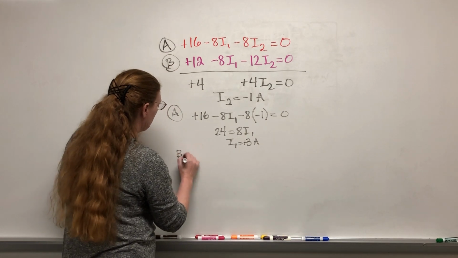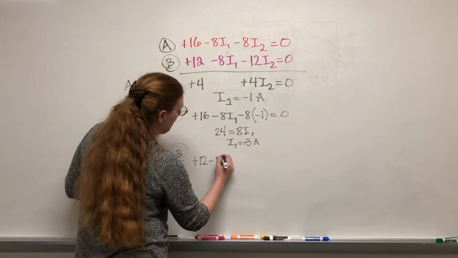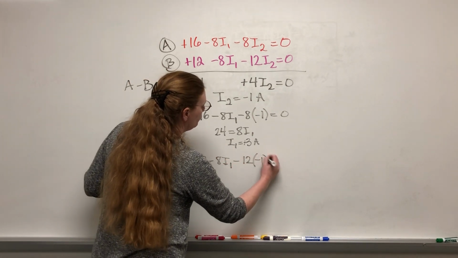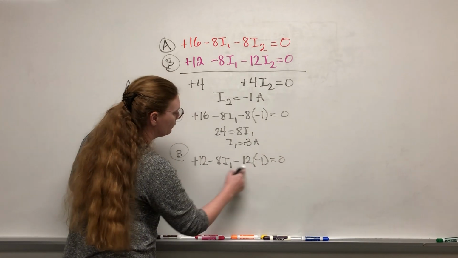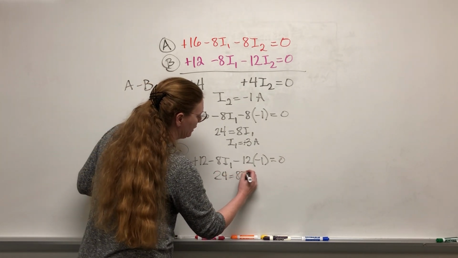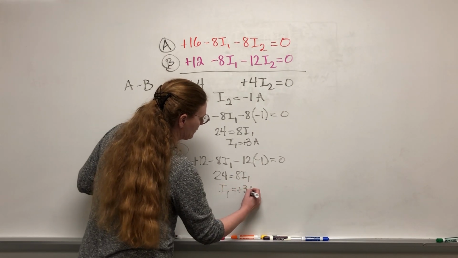If I put it into B, I'm going to have plus 12 minus 8I1 minus 12 times a negative 1 equals 0. 12 plus 12 gives me exactly the same thing. 24 equals 8I1. I1 is plus 3 amps.